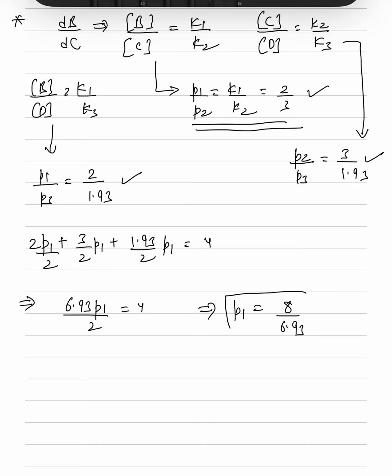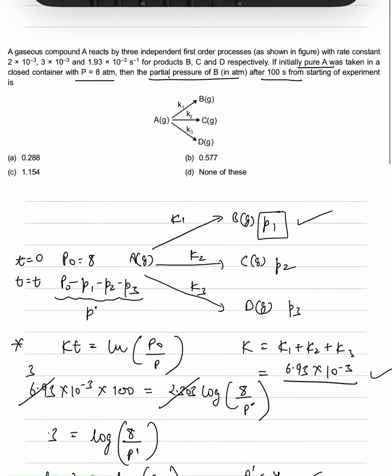Now this value is a little bit above 1. If you look at the options, there is only one value which is above 1, which is option C. Hence the correct answer is option C. So this is how we utilize this concept to solve the question. If you understand this, it's great. Otherwise, just revise the concept of parallel reactions in chemical kinetics and try to solve this question again.